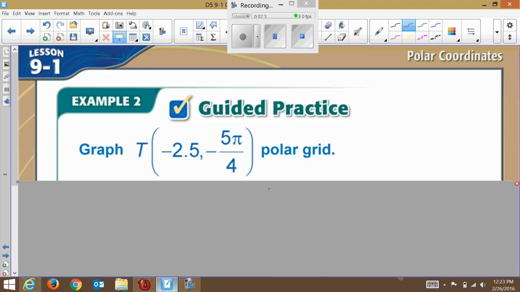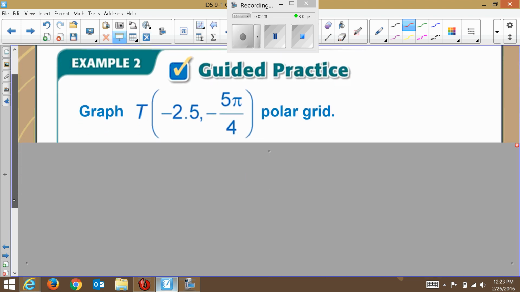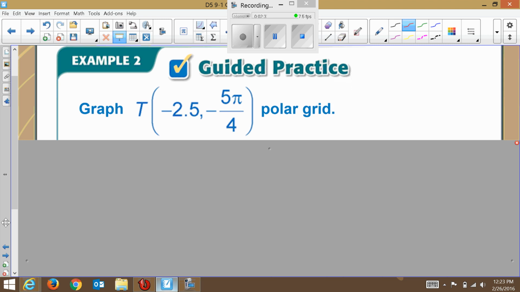Now one for you to try. You can pause the video. Try this on your own. Before I show you the graphs, I'm going to walk you through it. To get rid of this, you would add 360 degrees, which is the same thing as adding 2 pi.